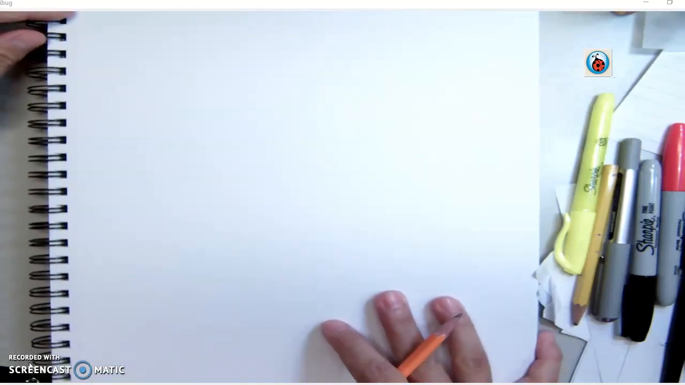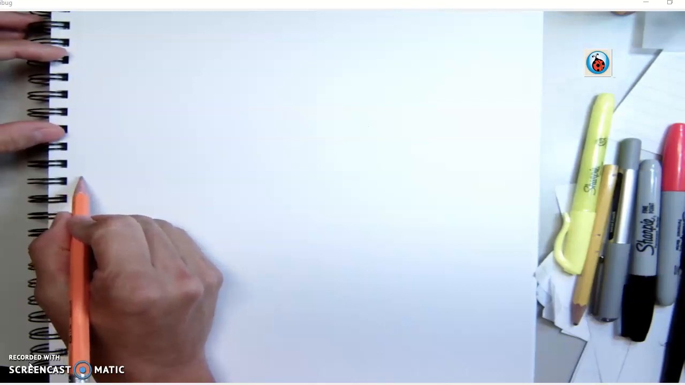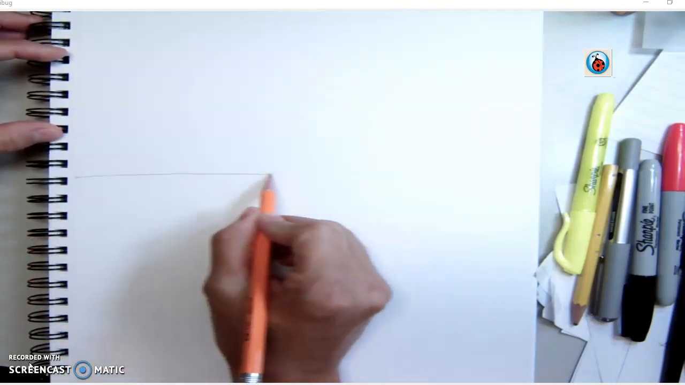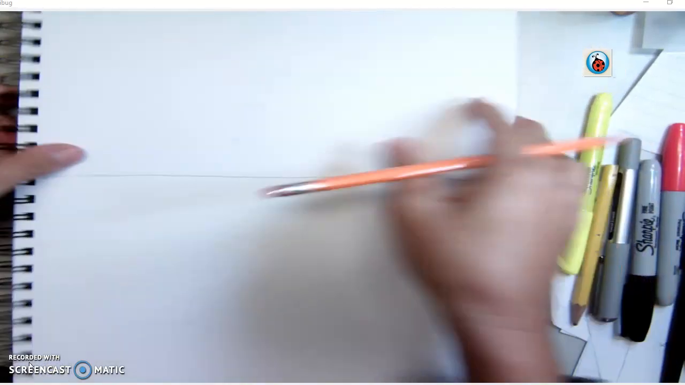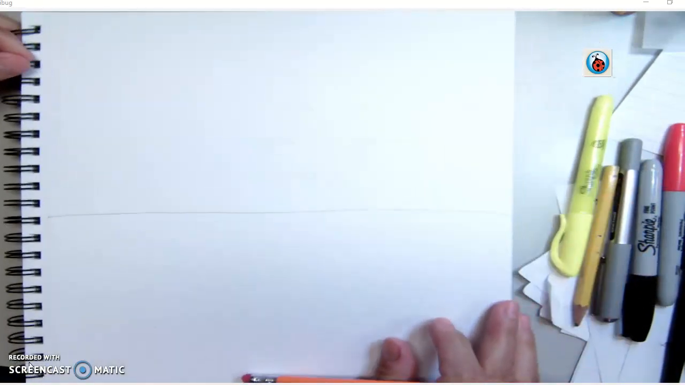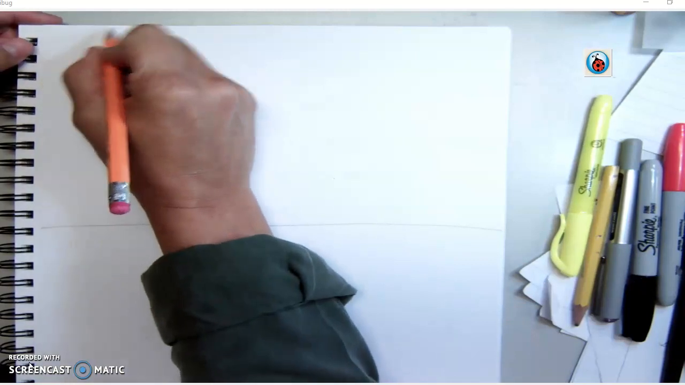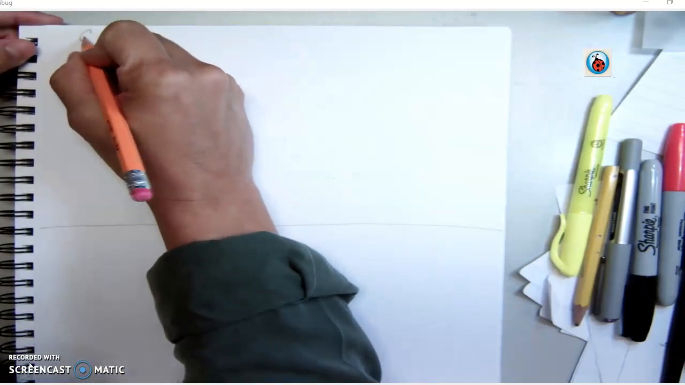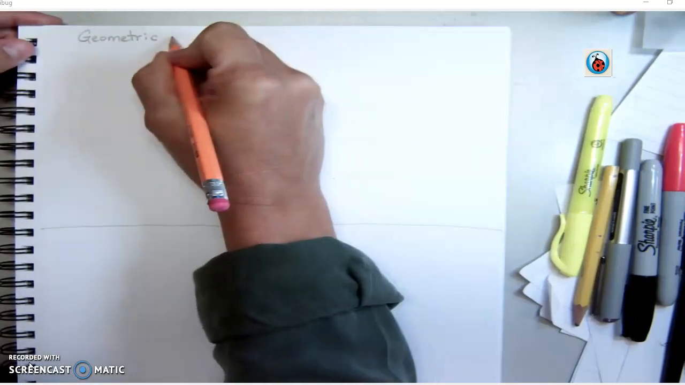So go ahead and put your paper vertically in front of you. That means it's a long ways. And then what I'm going to have you do is put a little line going across the middle of the page, so you divide it into two halves, the top half and the bottom half. Okay, so the top half, we're going to change a couple of geometric shapes into geometric forms. Okay, so first at the top of the page, we're going to write geometric form.